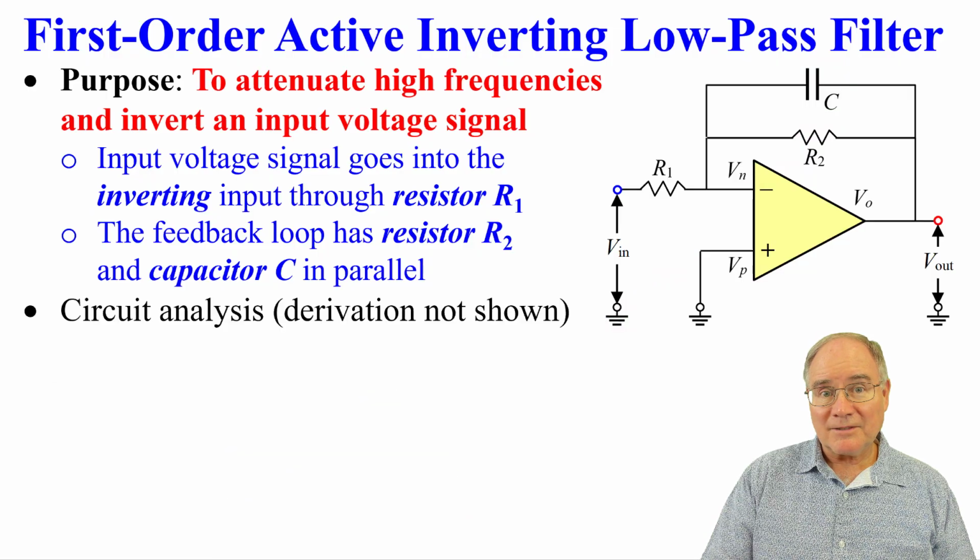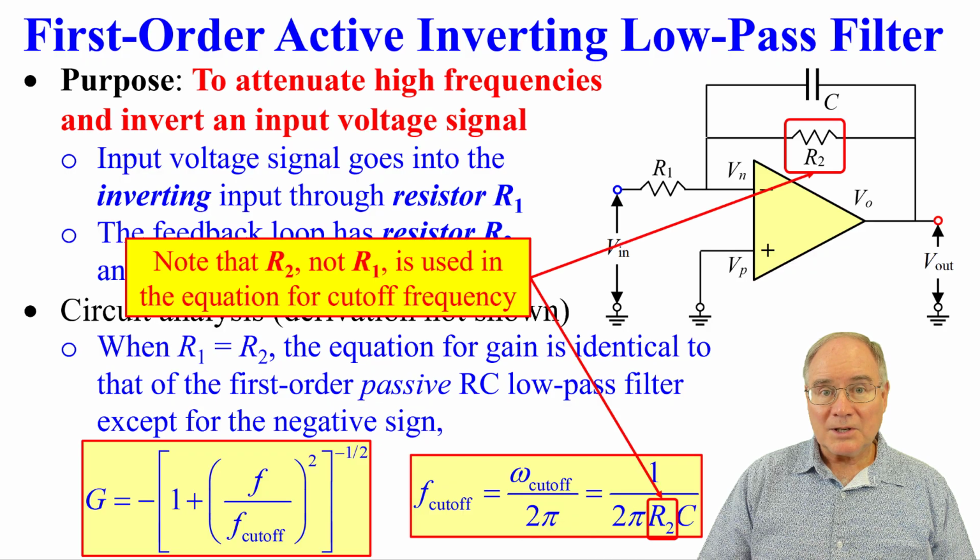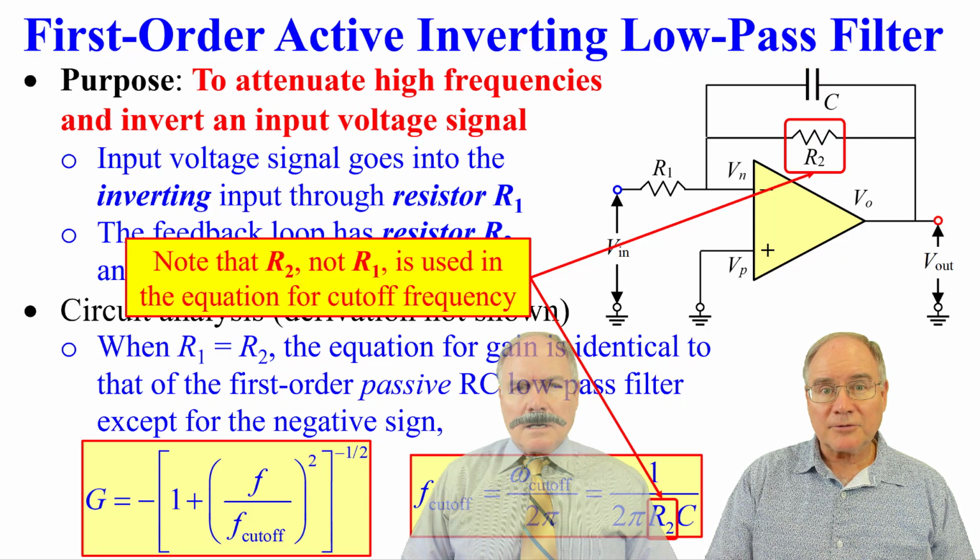I won't show the derivation, but you can look back at our analysis of low-pass filters and do similar analysis with complex impedances. It turns out that if the 2 resistors are equal, the gain is identical to that of the passive low-pass RC filter, but with a negative sign. And the cutoff frequency is identical also. But note that we use resistor R2, the one closest to the capacitor here, in the equation for cutoff frequency.